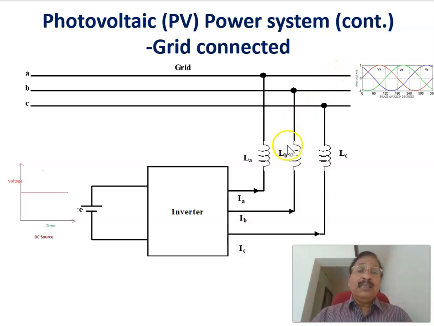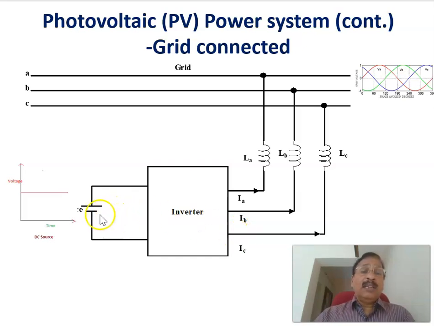Now, if by controlling this converter you make the injected current 180 degrees out of phase with the grid voltage, then the power flow will be in the reverse direction. That is, the power flow will be from the AC grid into the DC source, or the battery gets charged. Therefore, the role of this converter is equal to a rectifier. Therefore, bidirectional power flow can be done here.